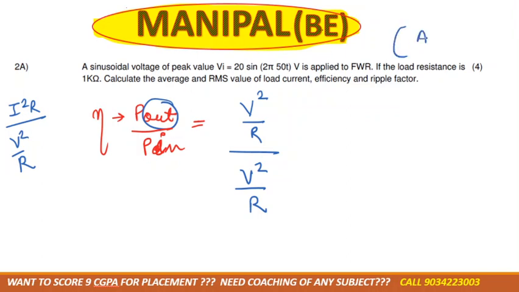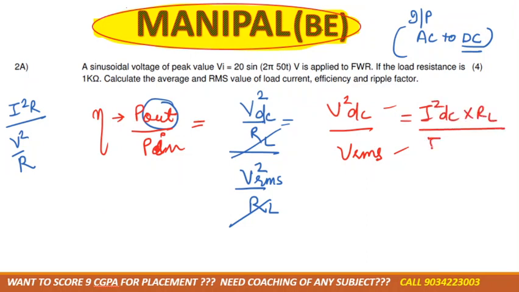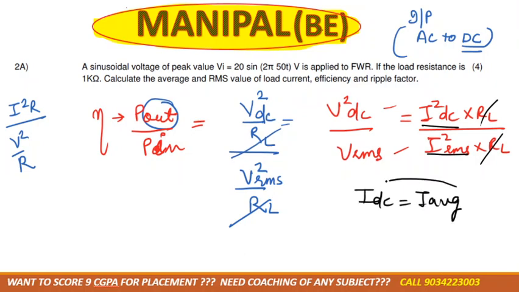What is the function of a rectifier? It converts AC to DC. So output is DC, input is AC. So we can say VDC squared divided by RL. Similarly for AC, we'll write VRMS squared divided by RL, right? So RL cancels RL. It would be V square DC divided by V square RMS. Correct? Or we can use I square DC into RL divided by I square RMS into RL. So RL cancels RL; IDC we know, IRMS we know. IDC is I average only. Clear?